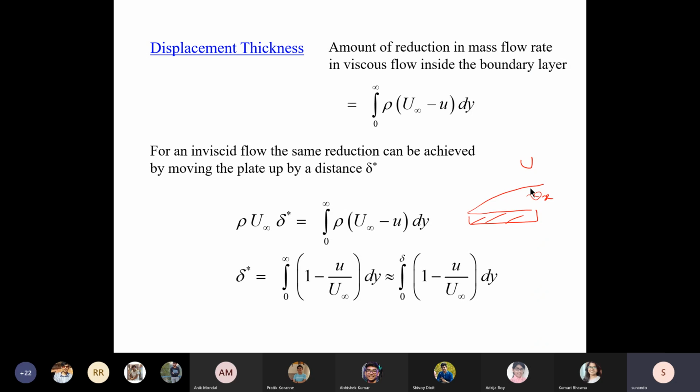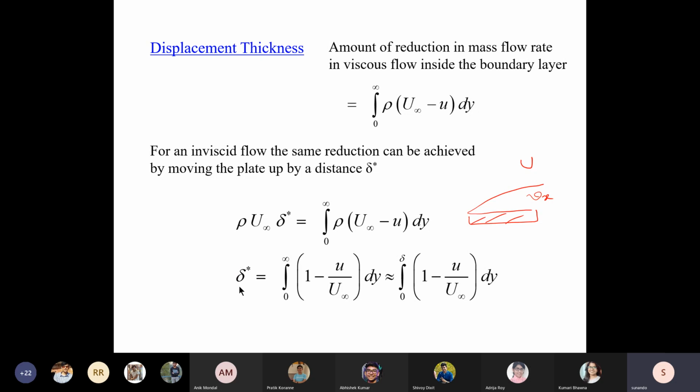Because you and I will probably place the edge in distinctly different locations. But in this case, it really does not matter, because whatever errors we introduce in this region will have a very small impact on the value of delta star. As the integrand vanishes near the edge of the boundary layer, any experimental error reflected in U near this edge will have a very small effect on the value of delta star.